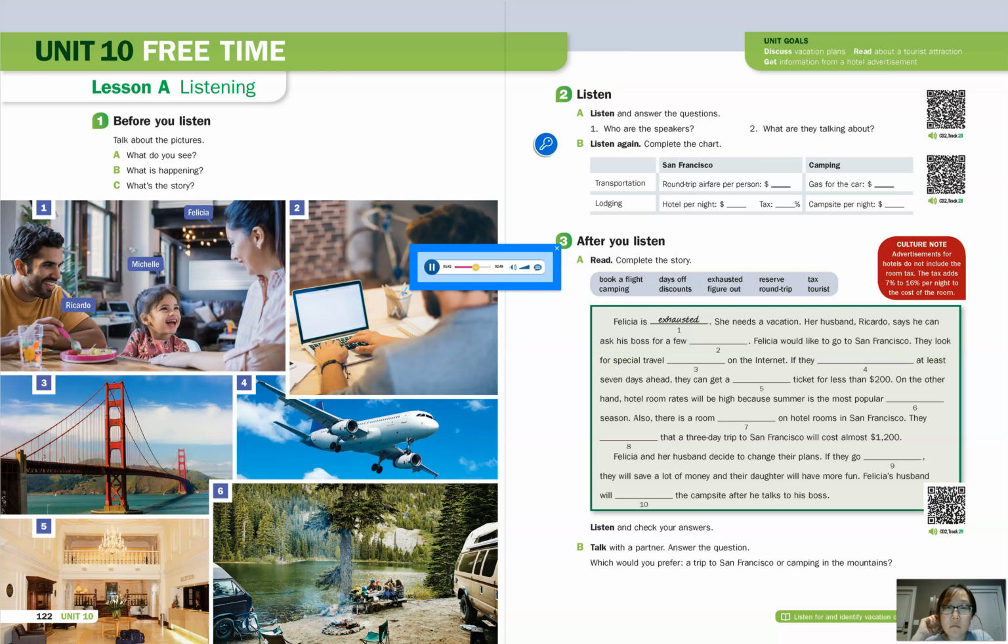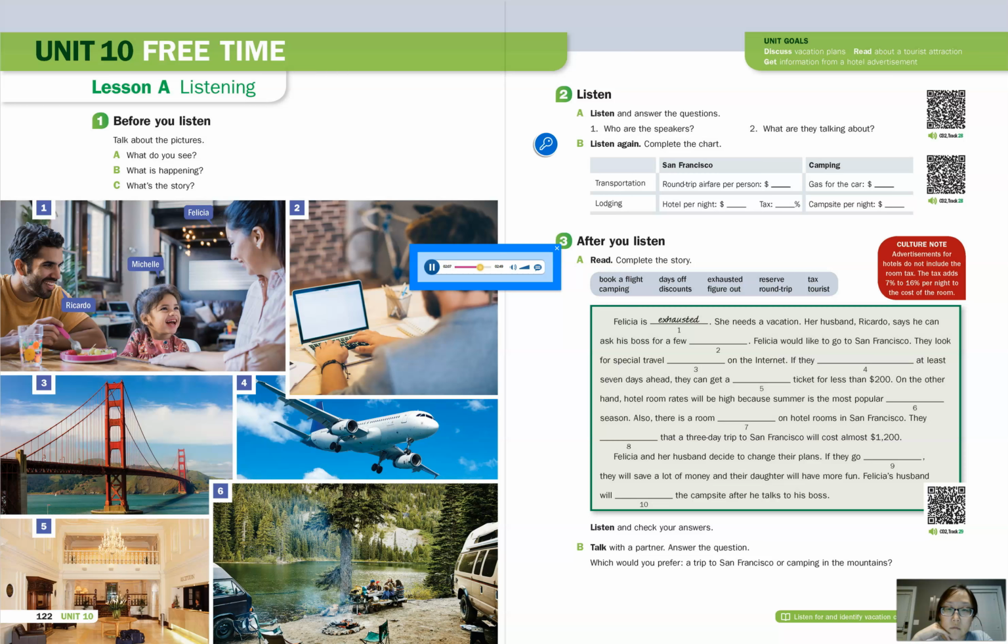So if the three of us take this trip, and if we stay in San Francisco just 3 days, it's going to cost almost $1,200. That's a lot to spend for just a 3-day vacation, Ricardo. Maybe we should just go camping instead. Yeah, you're probably right. We could go to Big Bear Lake.